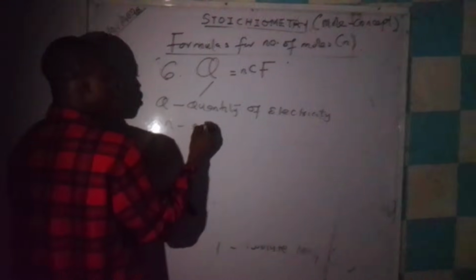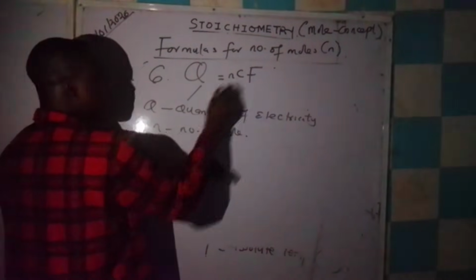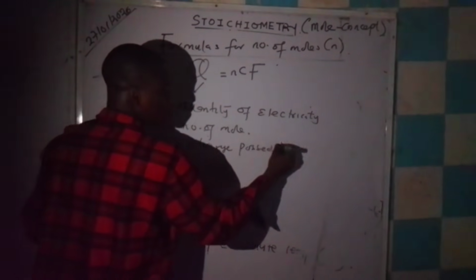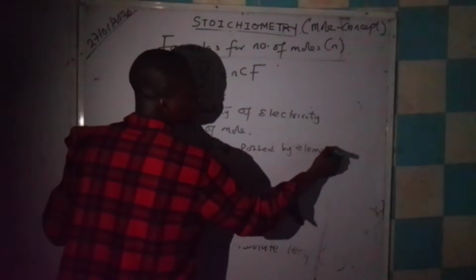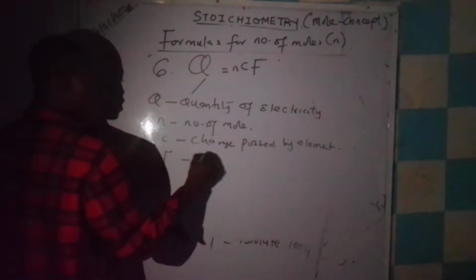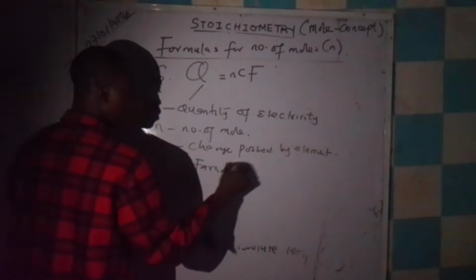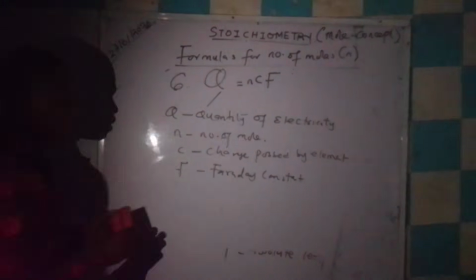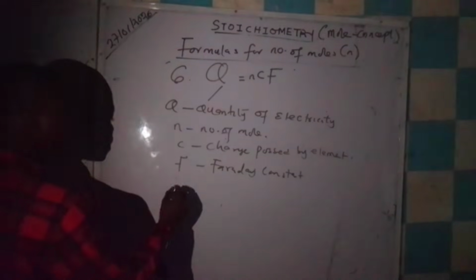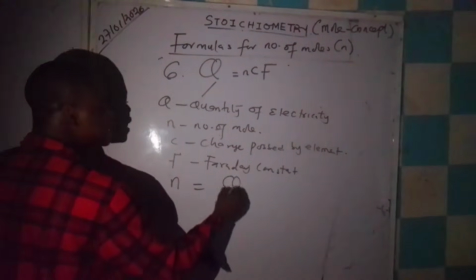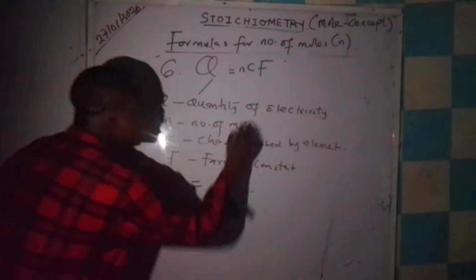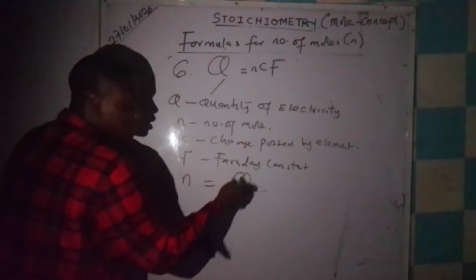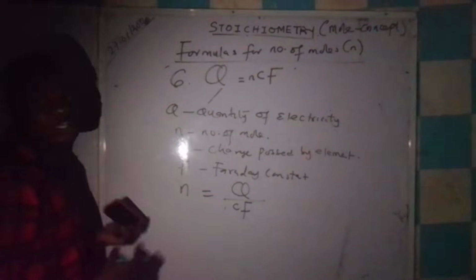My n is the number of moles. My C is the charge possessed by the element. And this F is the Faraday constant. Now, if you make n the subject of the formula, my small n becomes the quantity of electricity divided by small c multiplied by F. This is the quantity of electricity, the charge of the element, and the Faraday constant.